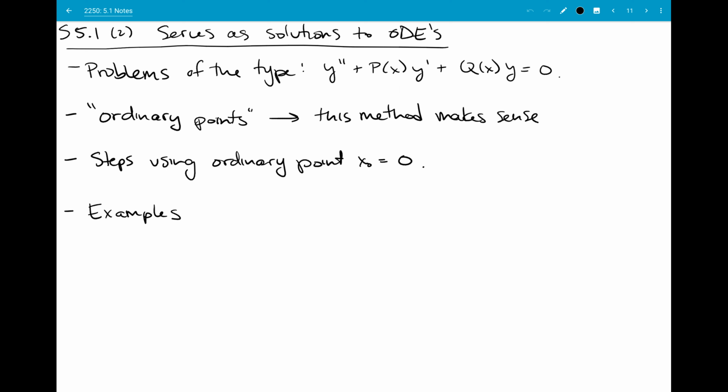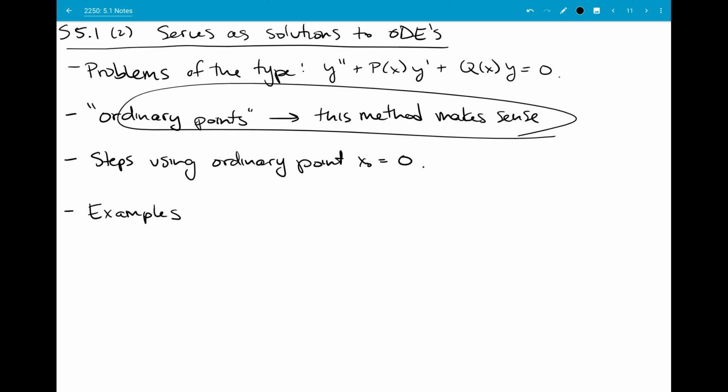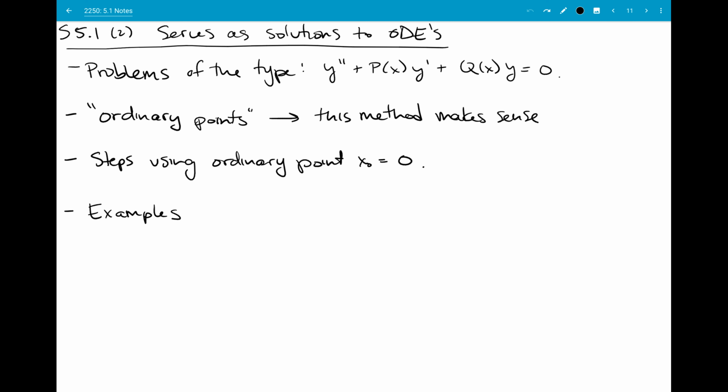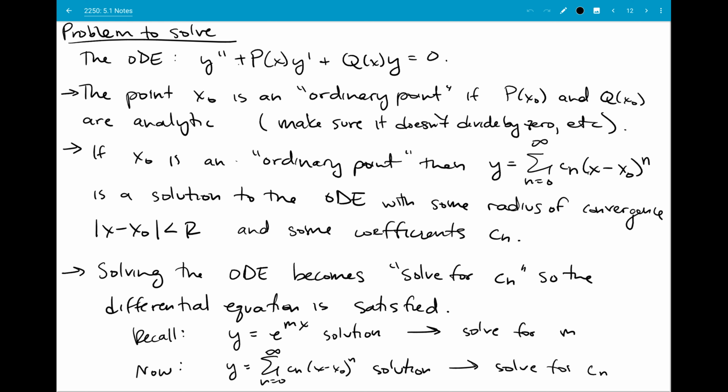But the types of problems we're solving are y double prime plus some function times y prime plus some function times y. You need to make sure that the method makes sense for the point around which your solution is written. For us, we always think about it being written around x equals 0, and then we did some examples. So just to emphasize, the thing that we said we had to check was that p of x0 and q of x0 make sense. Anywhere where p and q don't make sense tells you about where your radius of convergence is.